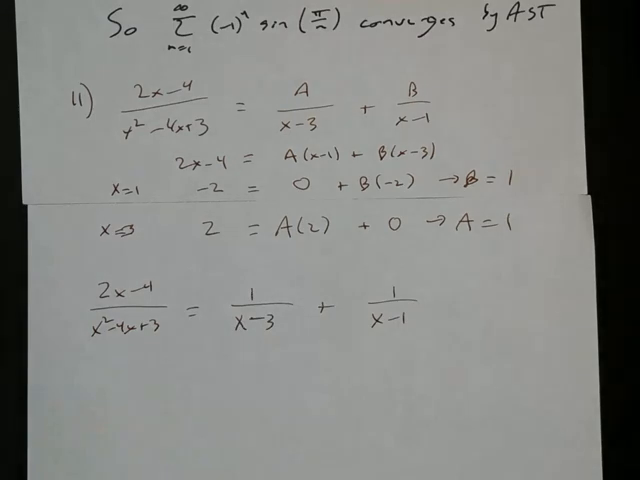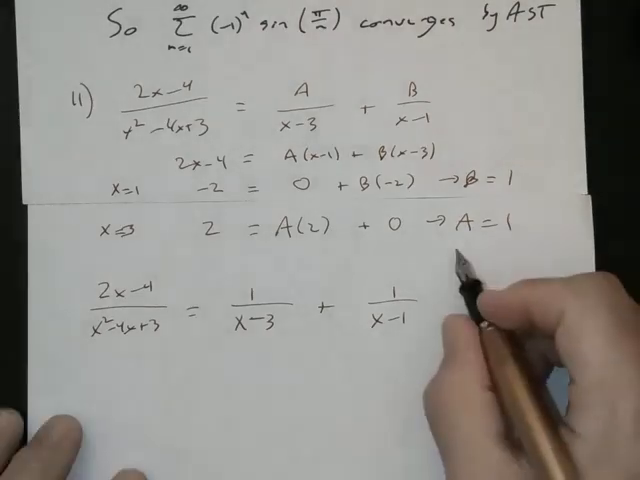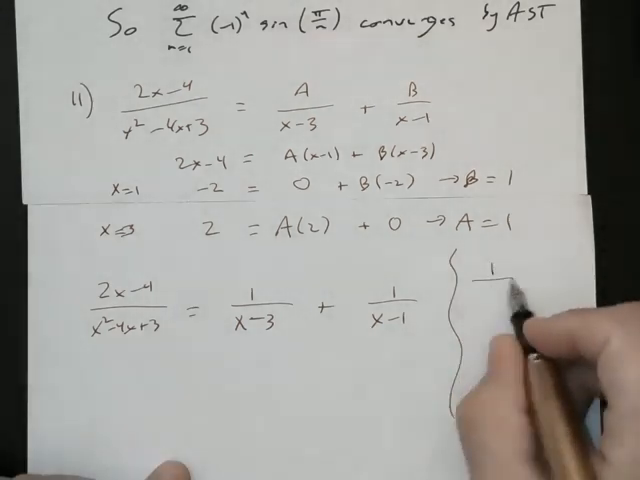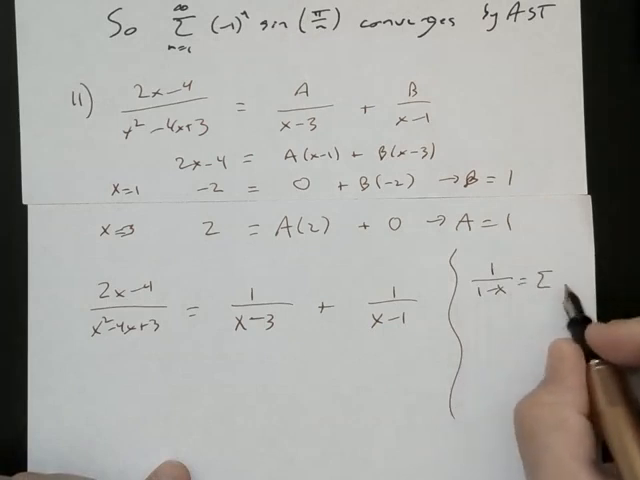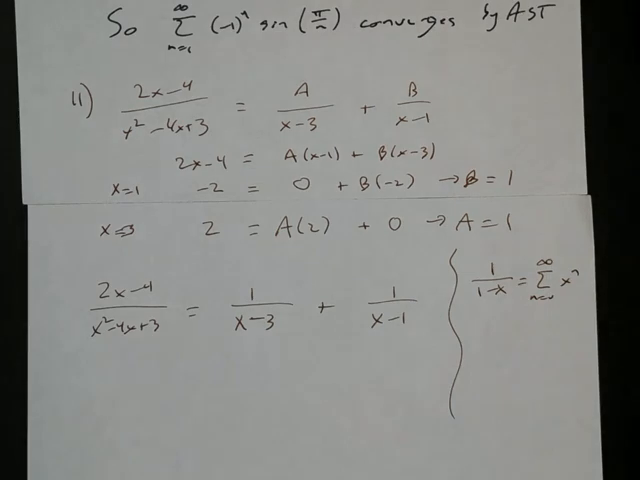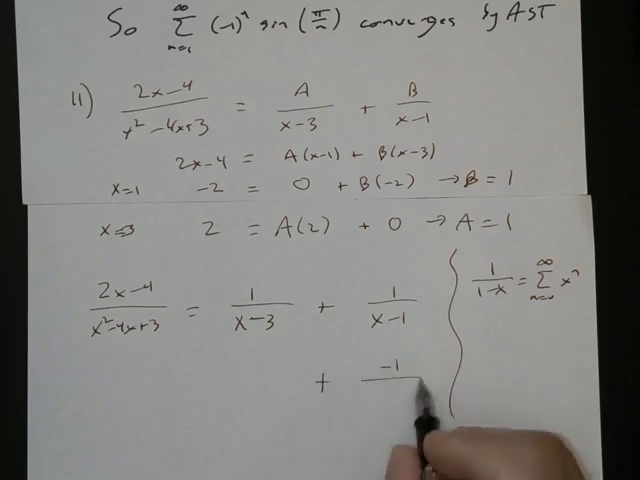So far, so good? Okay, here's the tough part. I need to turn both of those into geometric series. Remember, this is in the section about geometric series, so I'm going to start with my idea that 1 over 1 minus x is the sum of x to the n. So that second fraction, the bottom's the wrong way around, isn't it? So let's reverse that by putting a minus on top.